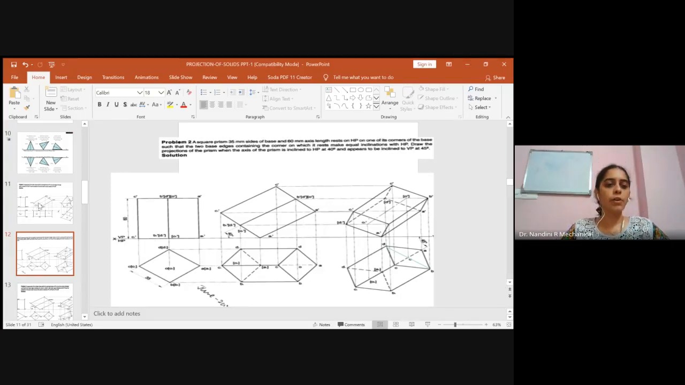So the first problem we solved was with respect to resting on one of its side on HP. The second problem we solved for the square prism when it is resting on one of its corner. Okay, so next we have to see the third problem, how it looks like. I'll just share it, just a second.